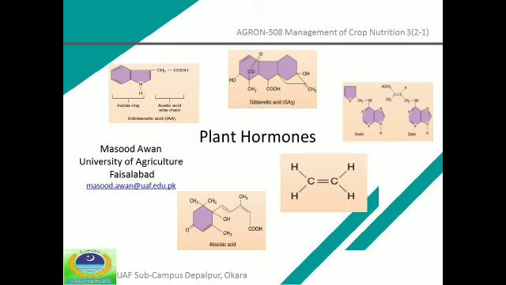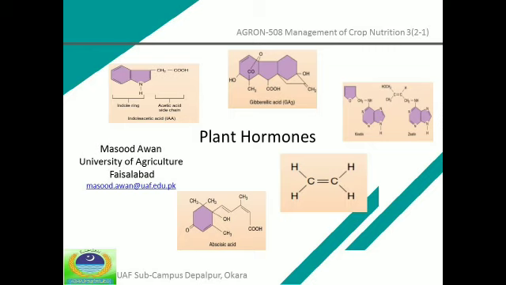Likewise, differentiation of sieve tube requires coordinated differentiation of companion cells that are associated with sieve tube members. So, plant cells must coordinate with each other. And this coordination is provided by certain chemical messengers, which are called plant hormones. Hormone is a Greek word that means to excite or to arouse.